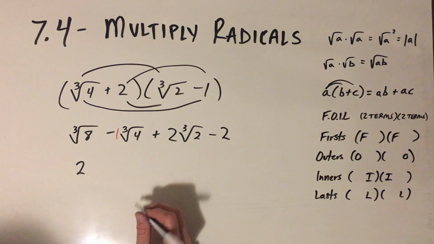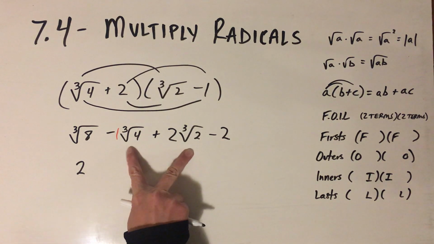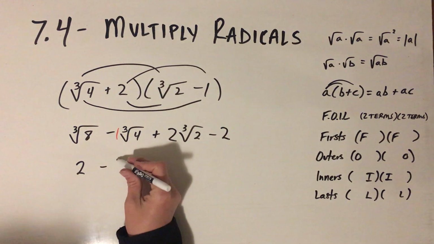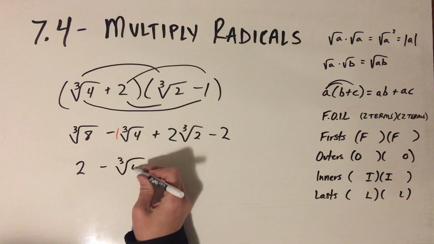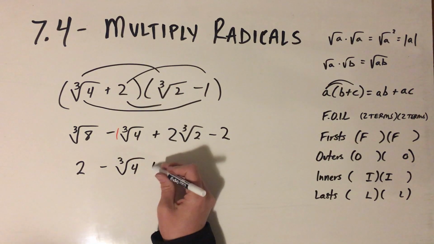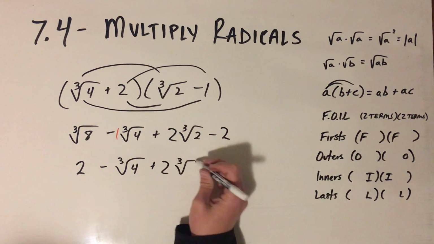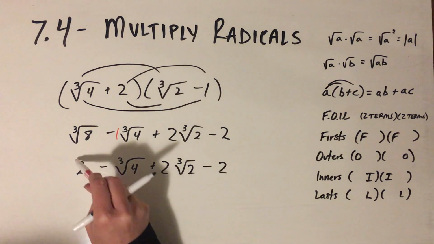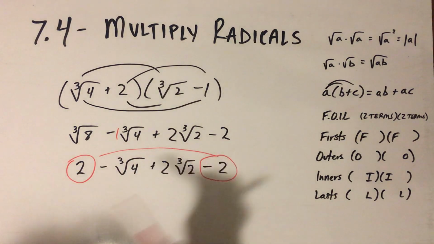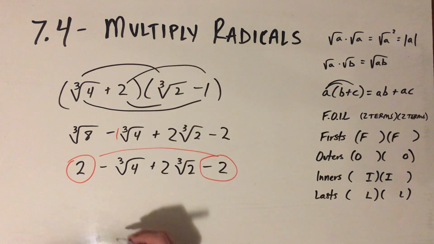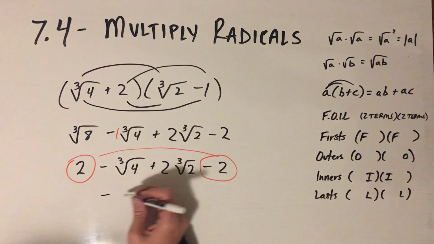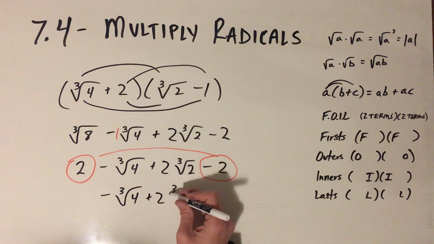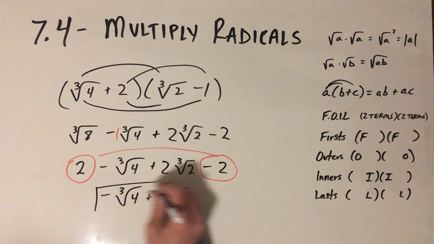So if I look at this, these are not like terms. They can't be combined. This is not a perfect cube. I can't do anything with it. So I'm going to have a negative cubed root of 4 plus 2 cubed root of 2 minus 2. Well, I can combine this constant with this constant, but 2 minus 2 is 0. So what we will end up having here then is just the negative cubed root of 4 plus 2 cubed roots of 2 when we FOIL these.